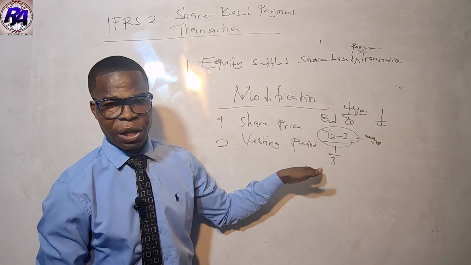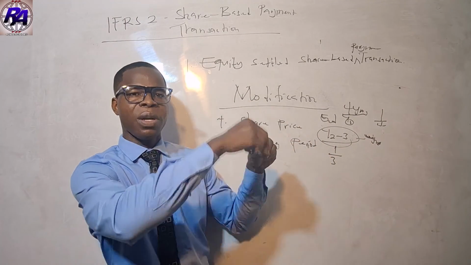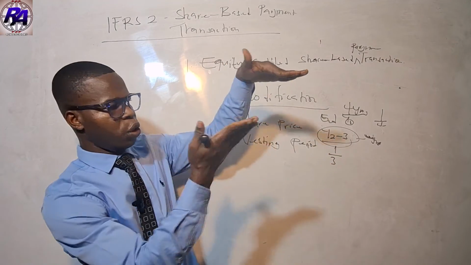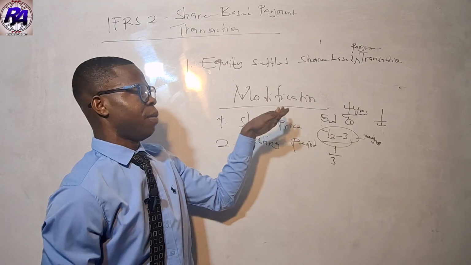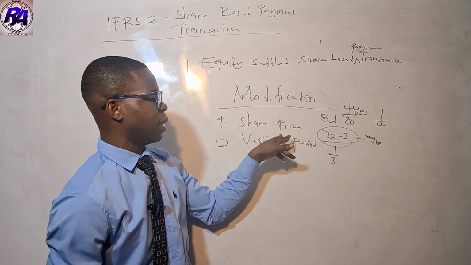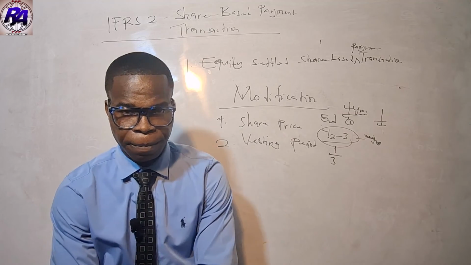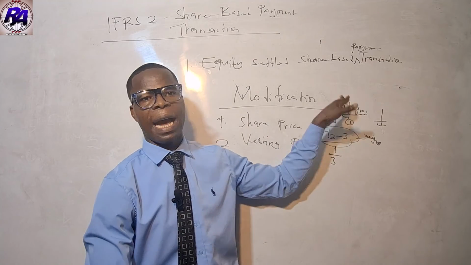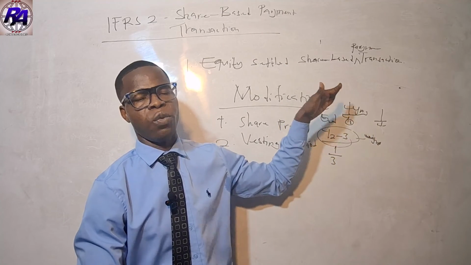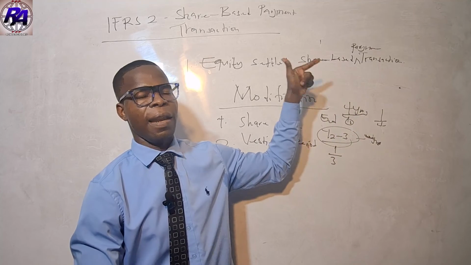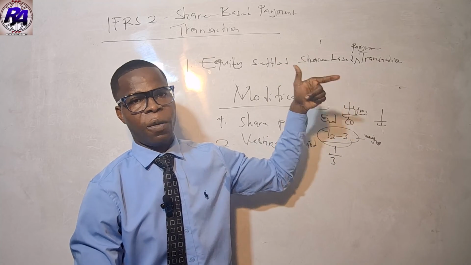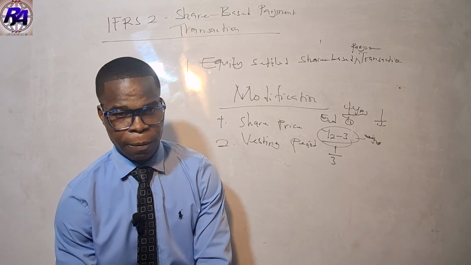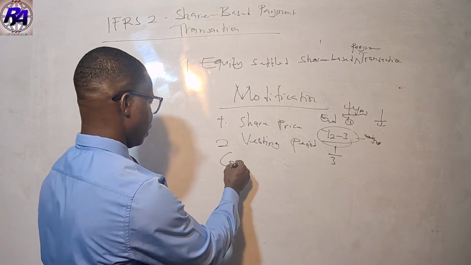So with modification, we are going to apply the new conditions as a result of the modification from the date of the modification, and we also continue with the original one. Remember, modification is as a result of share price or a vesting period being changed. If it is an increase in share price, you will do the new one and add it to it. If it is a decrease in share price, you will do the new one, the modification one, and then deduct it from the original one before you account for our expenses and then our equity in the case of equity settled share-based payments.